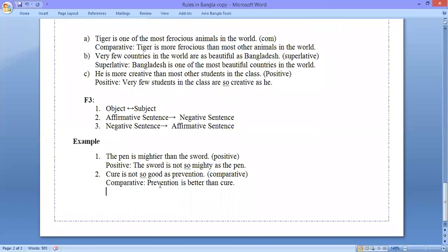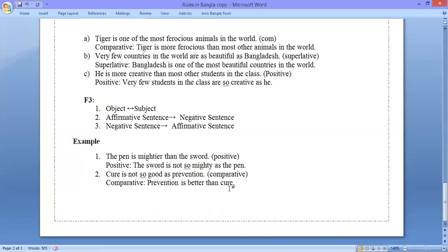If we look at the second example, we can see that cure is not so good as prevention. It is a positive degree and we need to make this comparative. As we look at the formula, we need to bring the object to the beginning. So, prevention is better than cure. The sentence is negative, and we need to make this affirmative. So prevention is, and "better" is the comparative form of "good". So, prevention is better than cure.